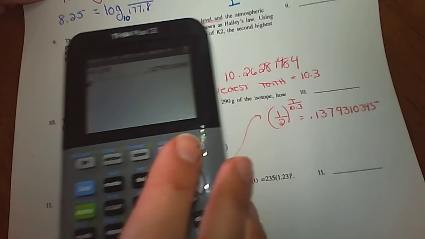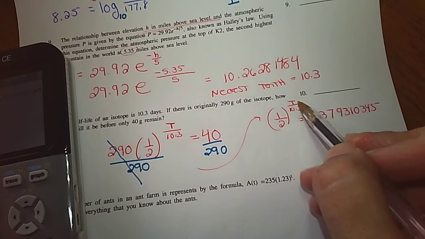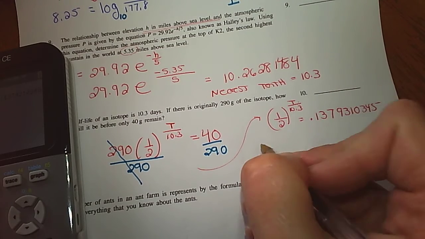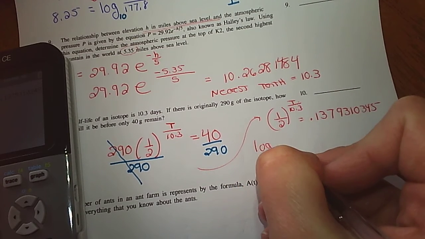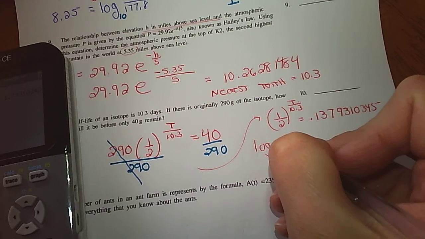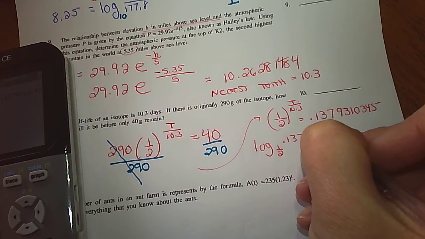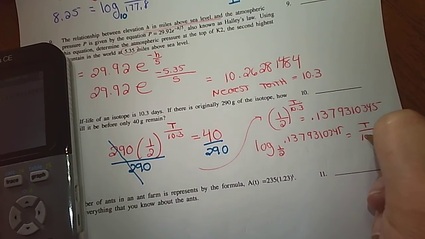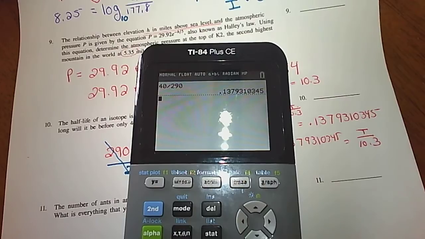Okay. So now I've got to figure this out. Now, the thing we're missing is in the exponent, so we're going to have to use a log here. So I'm going to do log 1/2 of all of that equals t over 10.3.